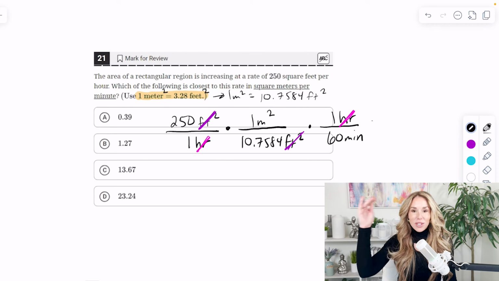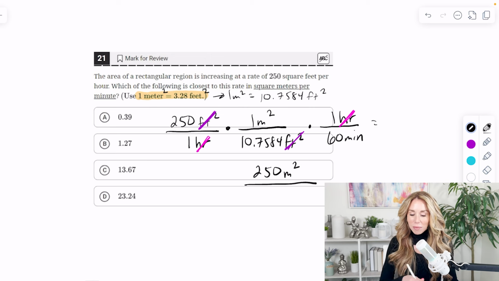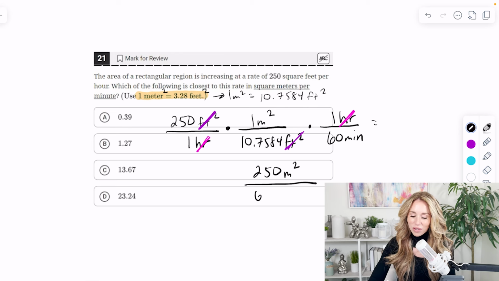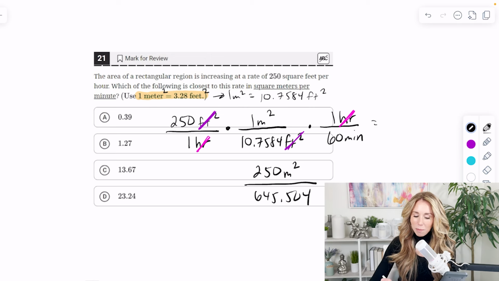Now at this point, I'm just multiplying straight across. So I have 250 times 1 times 1, that's 250. And I've got meters squared. And then on the bottom, I'm going to have 10.7584 times 60, which is 645.504. And then basically at this point, I divide and I get 0.3872.